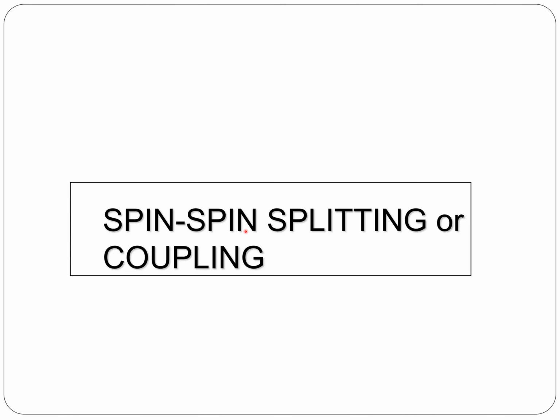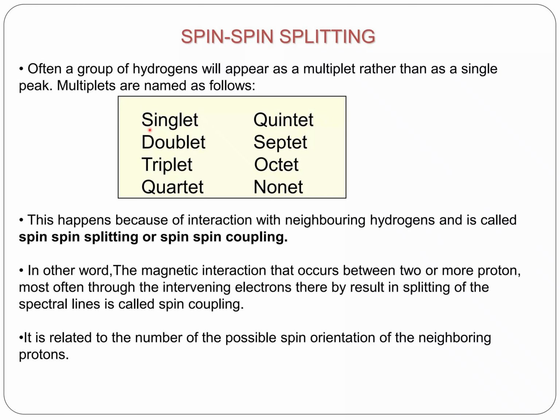Then spin splitting, I have already discussed this. Now I will discuss the theory of this. Singlet, doublet, triplet, quadruplet happen because of the interaction with the neighboring hydrogen, and this is called spin splitting. In other words, the magnetic interaction that occurs between two or more protons, most often through the intervening electrons, thereby resulting in splitting of the spectral lines, is called spin coupling.